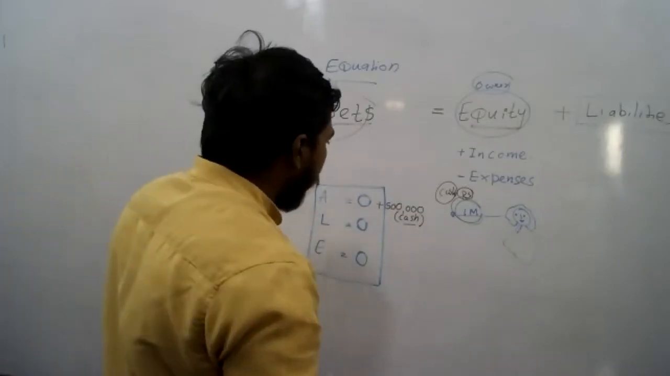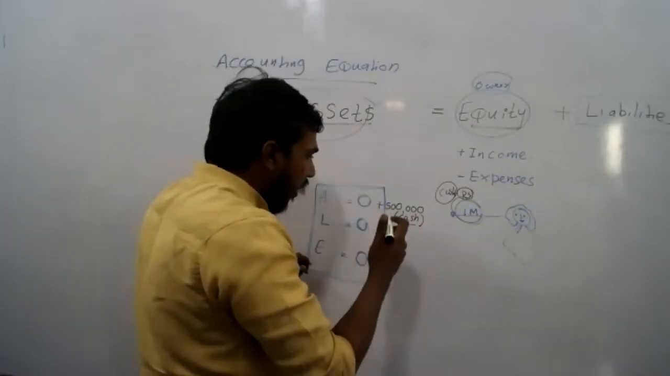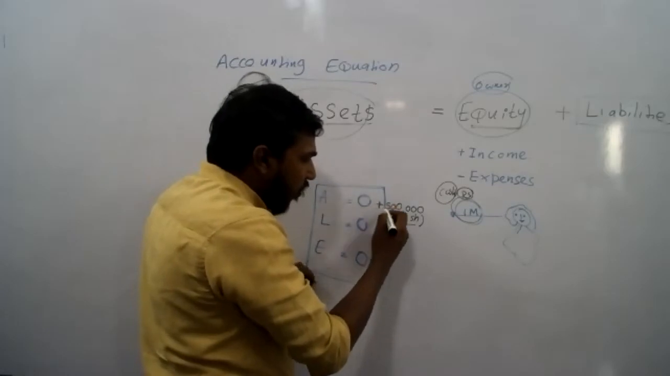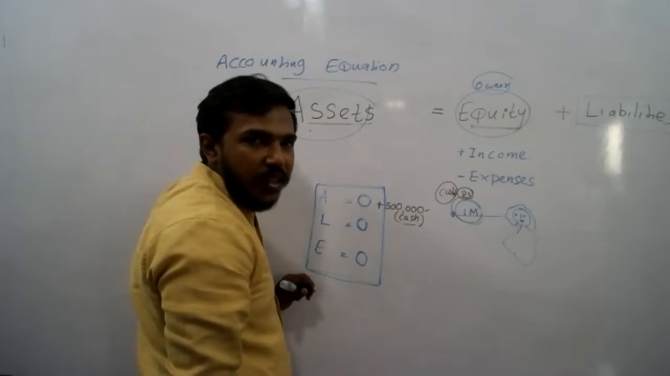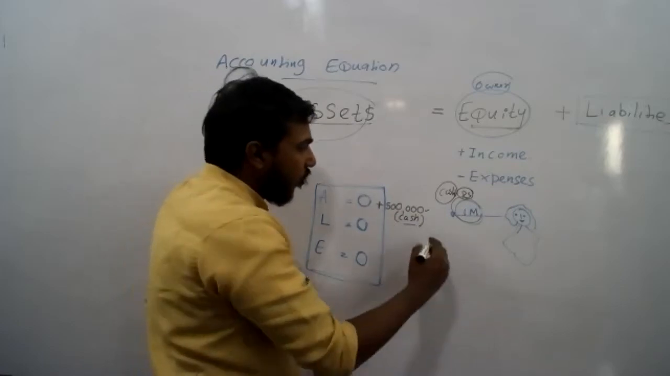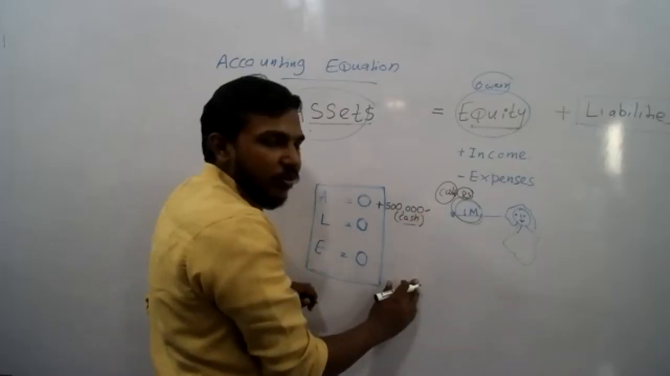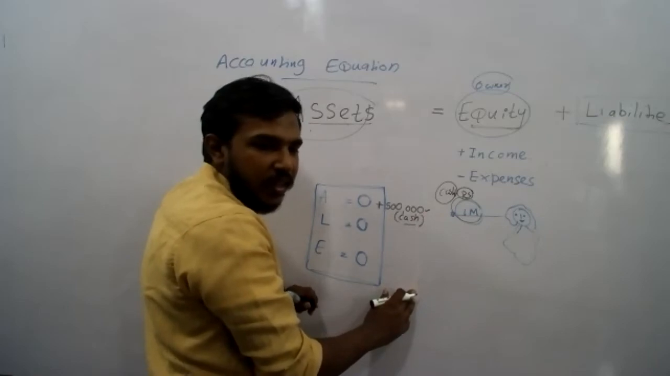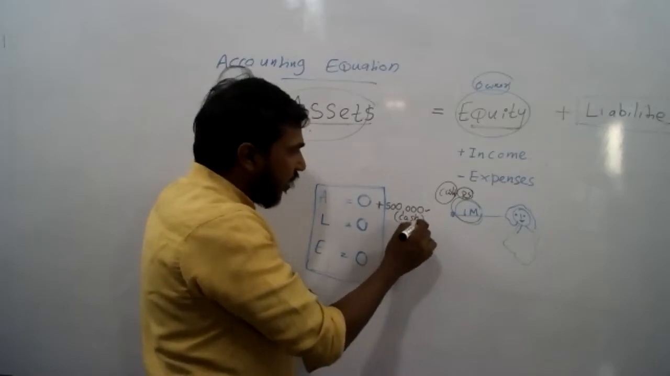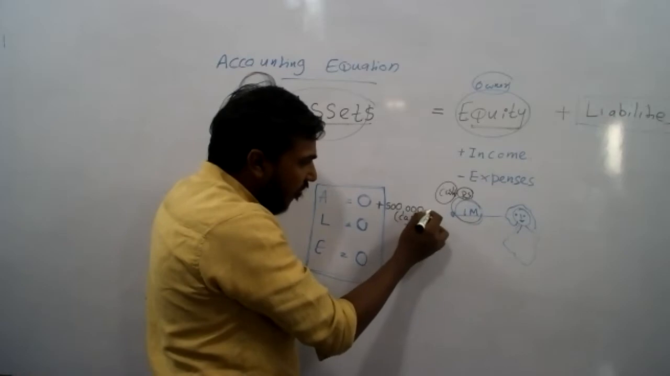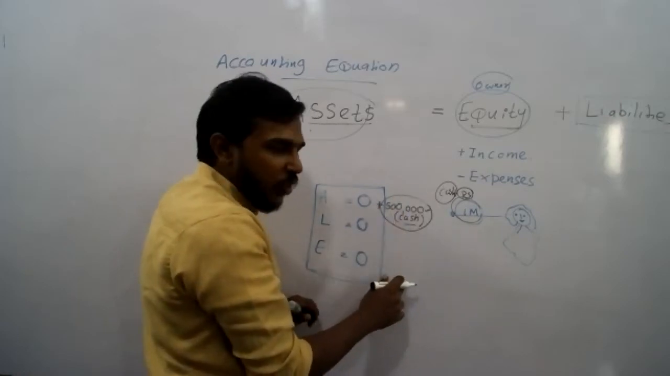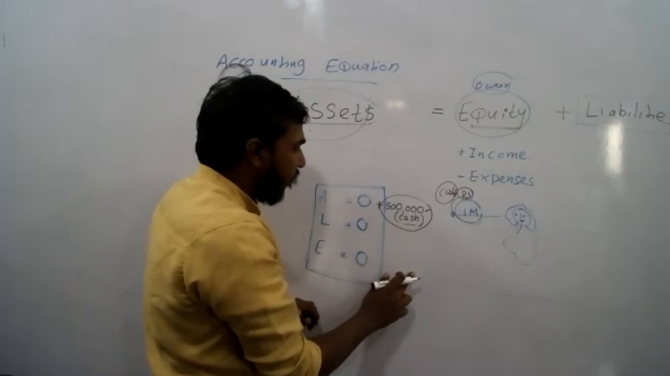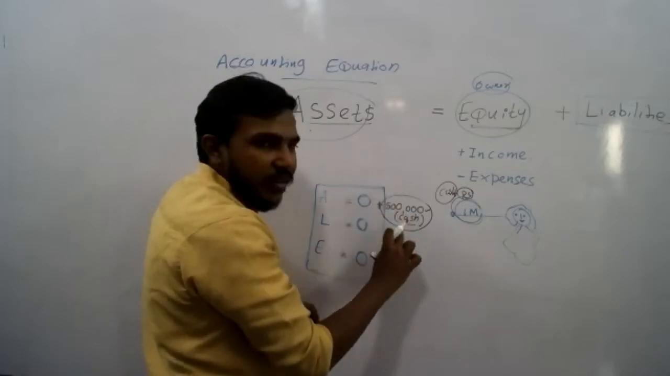Right. So now, cash would be increased by how much? 500,000. Clear? Cash would be increased by rupees 500,000, because the owner brings rupees 500,000 cash for the business. So assets would be increased.